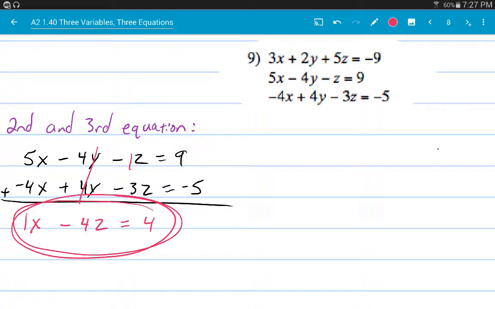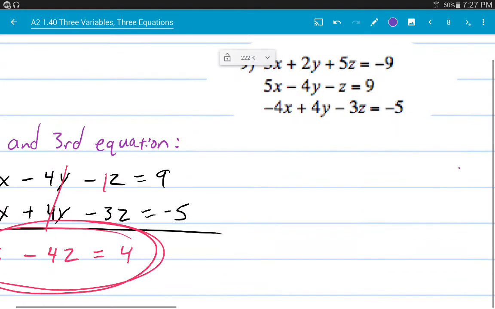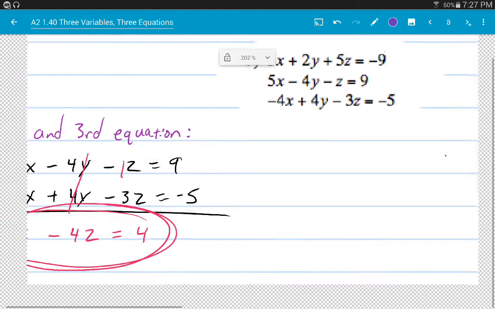Now I have an equation that only has 2 variables. I've gotten rid of y. The problem is I still have 2 variables, x and z. Well, I'm going to need another equation with just x and z in it. And I can't pick the same 2 equations. I can't pick 2 and 3 this time. I need to pick a different pair. So let's see. I'm going to choose the first and the second.